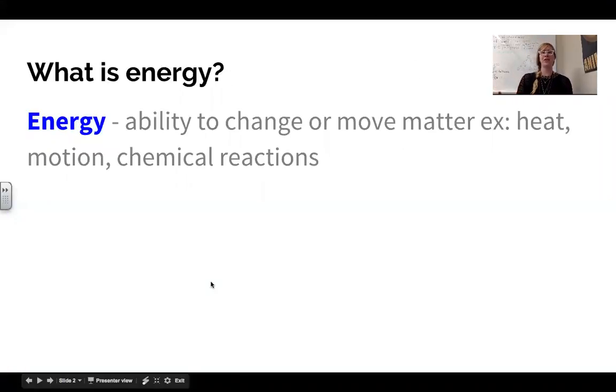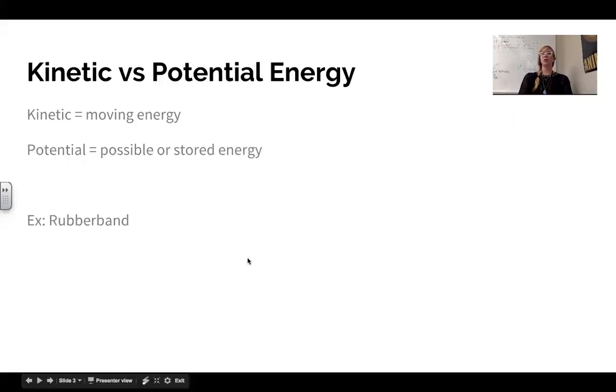So first thing, what is energy? Energy is not the same in physics as it is in everyday language. So you may hear people say, I have low energy, or I'm super energetic today, right? That's a different meaning than what energy means for physics. In physics, it means the ability to change or move matter. That's it. Ability to change or move matter. That kind of sounds like it could be anything, right? Examples include heat, motion, pushing something, pulling something, moving it, and chemical reactions, right? Chemical reactions have energy.